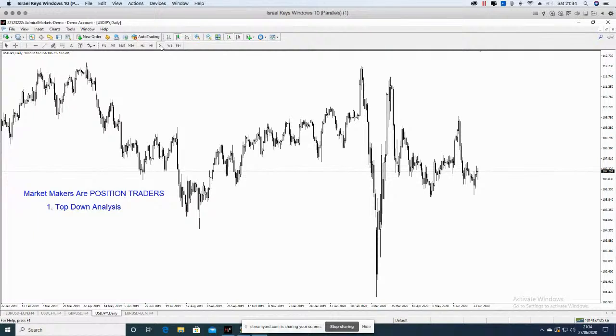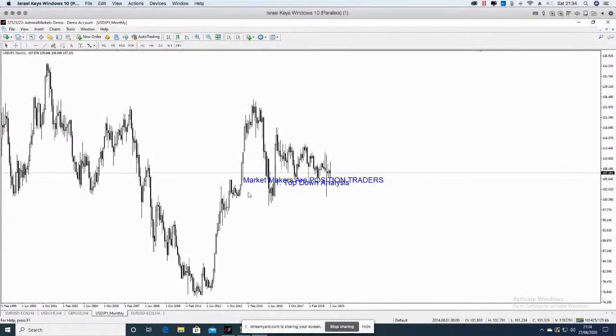If you are an intraday trader, meaning you're working with the 15 minutes and maybe the 1 hour charts, you need to go up to at least a weekly chart. And if you are a swing trader, meaning you're working with the 4 hour and the daily charts, you need to look at the monthly. You need top-down analysis to see when a market maker is choosing what to do.